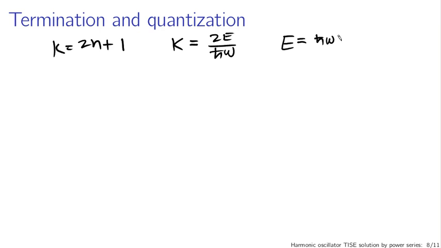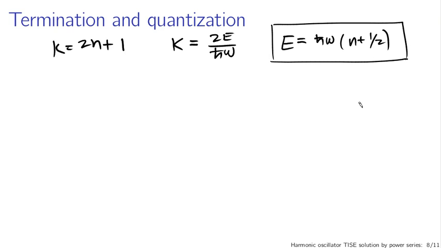So, as I mentioned, this is what gives us quantization. We had k equal to 2n plus 1. k was originally defined to be 2E over h bar omega. And if you combine these relations together, you end up with a condition on E, the separation constant, which we know is related to the energy. It's equal to h bar omega times (n plus a half). This is our quantization condition, which we get from the requirement that our power series terminate.